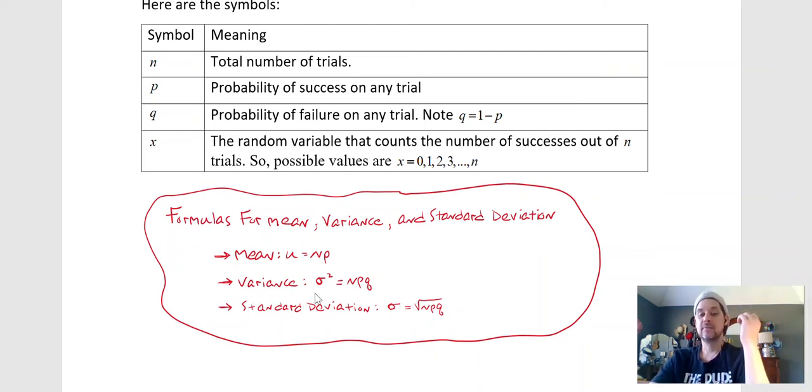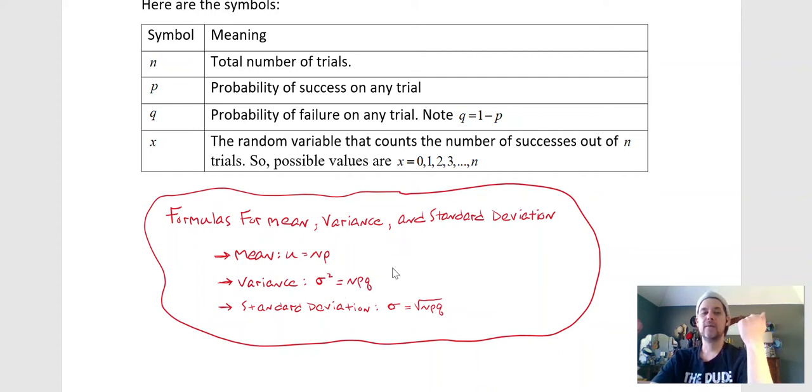The mean goes by the Greek letter mu, and I know that looks like the letter U. It's a Greek letter. n times p, that's how you calculate it. The variance, the symbol is sigma squared, and it's npq. So n, the number of trials, times p, the probability of success on any trial, times q, the probability of failure on any trial. npq, that's the variance. You get the standard deviation, known by the symbol sigma, as the square root of the variance.